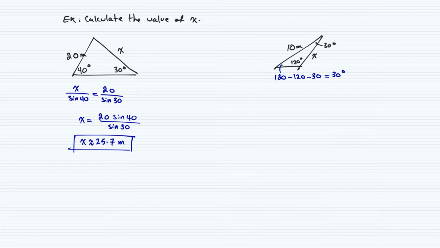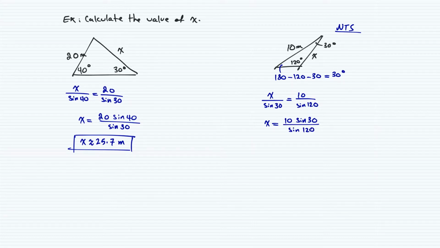And remember that our diagrams are not to scale. So here we know that x over sine of 30 is equal to 10 over sine of 120. I am going to rearrange this as x is equal to 10 times sine 30 over sine of 120.